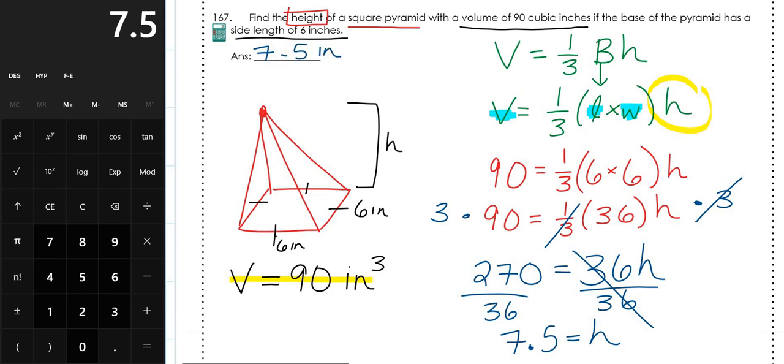So the key for this problem is noticing that if they're asking you for a measurement, like a length or a height, and they give you volume, or maybe they give you area or surface area, but if they give you something that would have required a formula to solve for it, you want to write that formula down, plug in what you know, and work backwards to get the variable that you're looking for. In this case, it was h. Okay, let's go on to the next question.